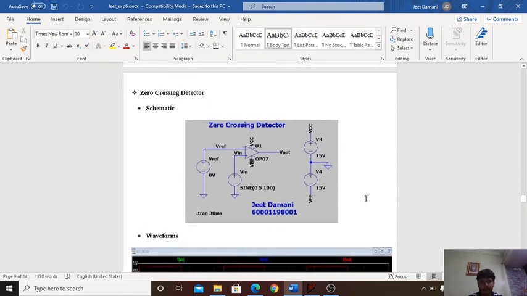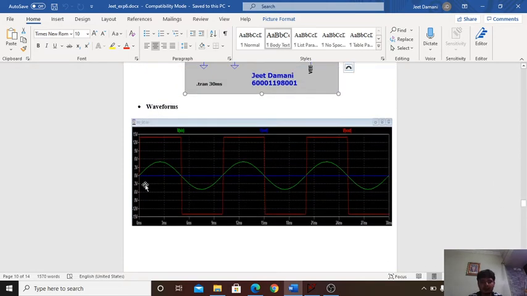Now we will see the zero crossing detector. Here we have designed a non-inverting zero crossing detector. It is the same as the non-inverting comparator with a Vref of 0 volts. The sinusoidal input is applied to the non-inverting terminal, and the Vref, that is 0 volts, is given to the inverting terminal of the op-amp. When Vin is greater than 0 volts, the output is plus Vsat, and when Vin is less than 0 volts, the output is minus Vsat.